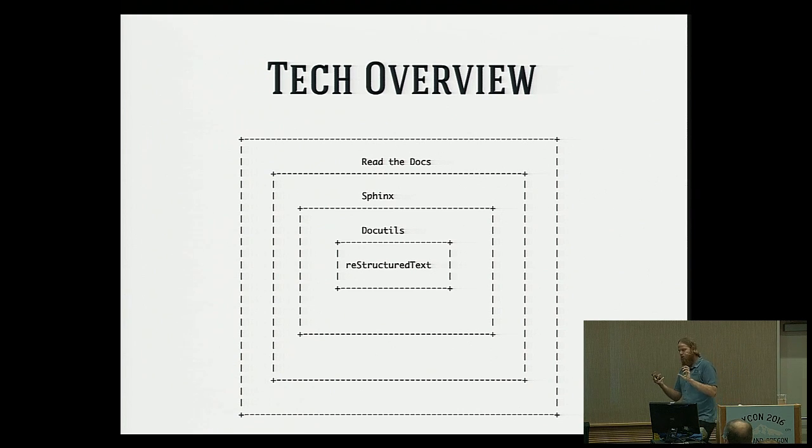Then reStructuredText is actually implemented by a library called docutils. So if you ever hear the word docutils, it's basically just the Python implementation of reStructuredText. And then built on top of these tools is Sphinx. Sphinx sits on top and provides a wrapper for documenting software using reStructuredText.